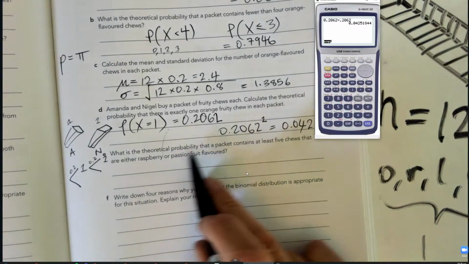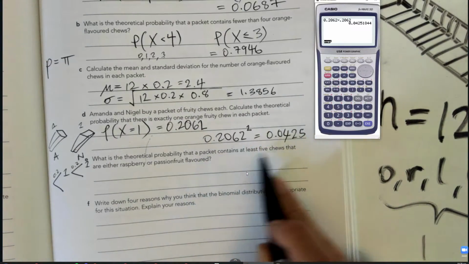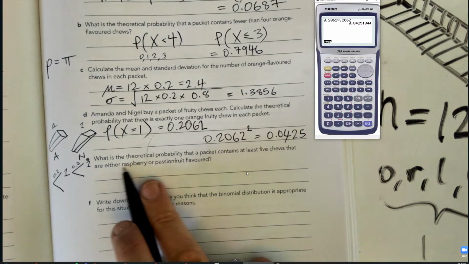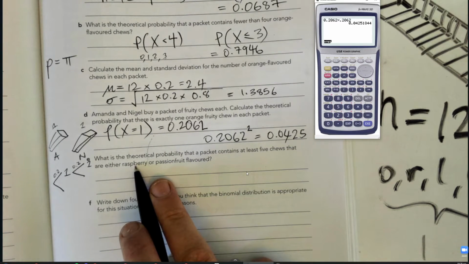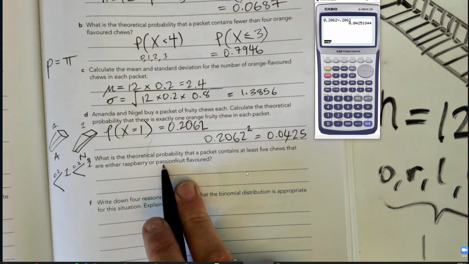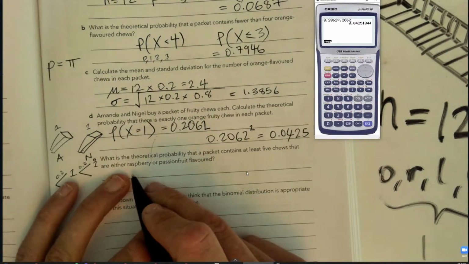What is the theoretical probability that a packet contains at least 5 chews that are either, oh shucks, raspberry or passion fruit flavored? Okay, they flipped the success on us.